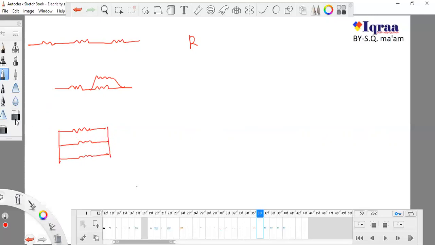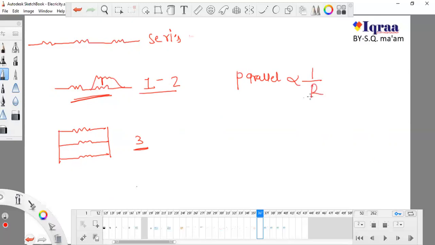But one thing you have to remember: you should be provided with these. All these three are in series. Here, these two are in series and these two are in parallel, so these and these, all three are in parallel. Now remember one thing: as it goes to parallel, the resistance is decreasing. That is not a formula for sure, but remember that the more you go to the parallel side, the resistance is decreasing.